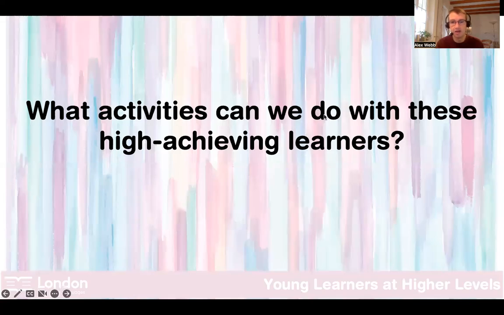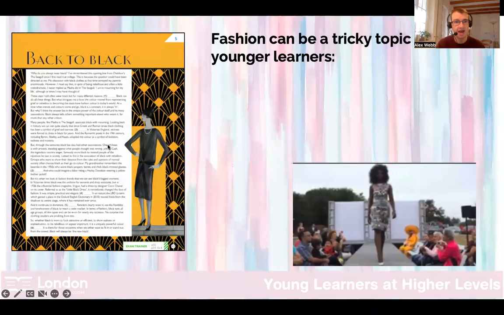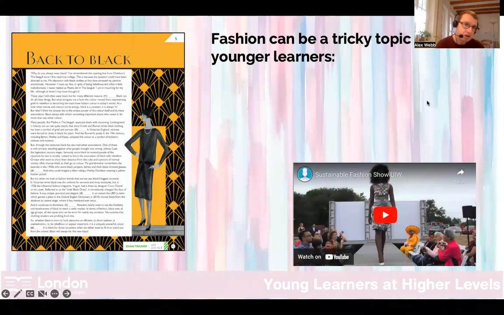Okay, all right, so let's have a think. What activities can we do with these high achieving learners? So I've got a few examples here of coursebook pages that I have found in previous experience were a little bit dry for the younger learners that I had in the class. Okay, so for example, what we have here is a page of a textbook about fashion. Okay, fashion, if you're 12, 13 and a boy, or maybe even girl as well, not particularly interested. Okay.